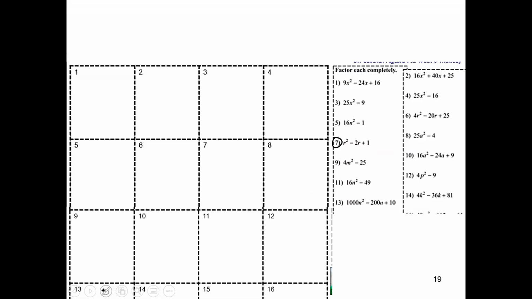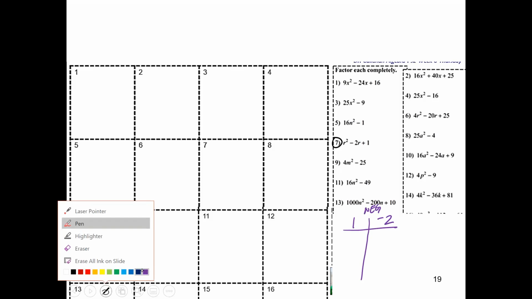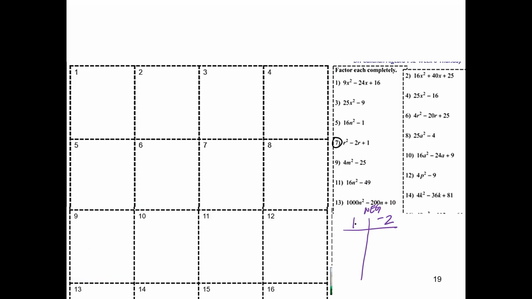For number 7, your first number is actually pretty simple. There is no first number besides 1. So you're going to create your little chart. Last number is 1, middle number is -2. You're going to have to use negative numbers. So think about the factors that give you a positive 1 with negative numbers, but when you add them together, give you -2. And there's really just one option. So your answer for number 7 is going to be r minus 1, r minus 1.